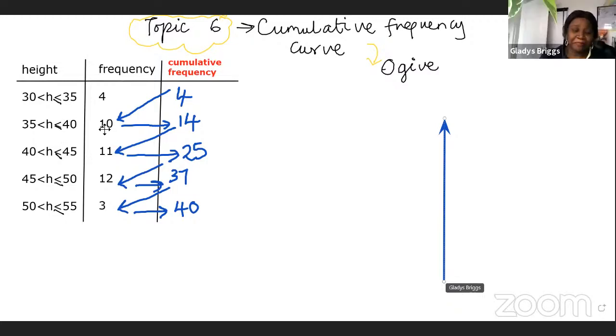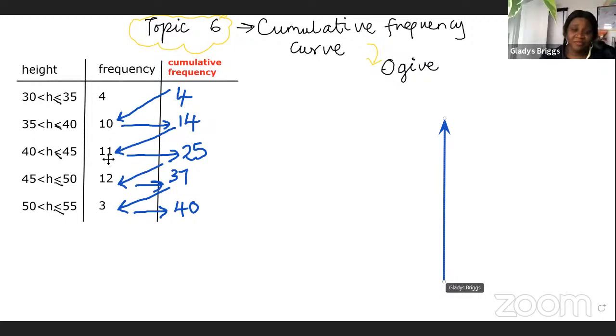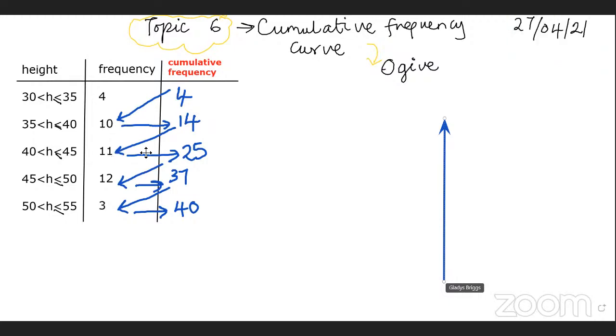Adam. Yes. What is 4 add 10? 14. What is 14 add 11? Okay.